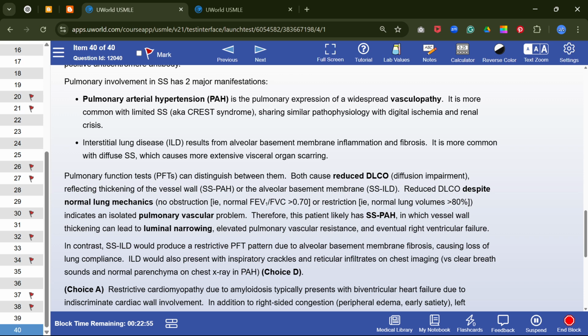In contrast, SSc-ILD will produce restrictive pulmonary function tests due to alveolar basement membrane fibrosis causing loss of lung compliance. ILD also presents with inspiratory crackles and reticular infiltrates on chest imaging, versus clear breath sounds and normal parenchyma on chest X-ray in PAH.